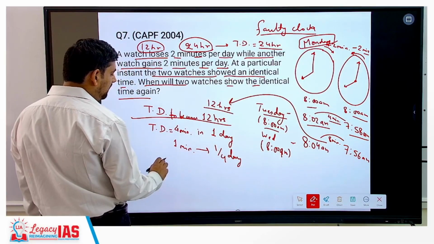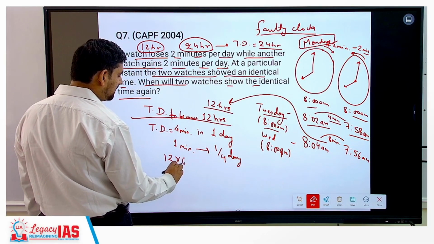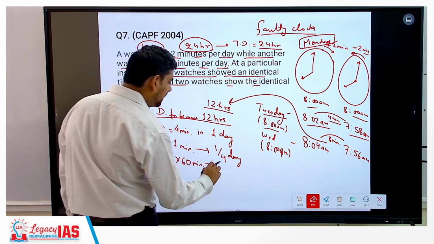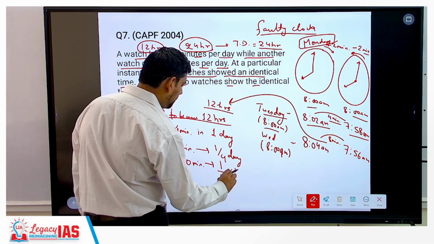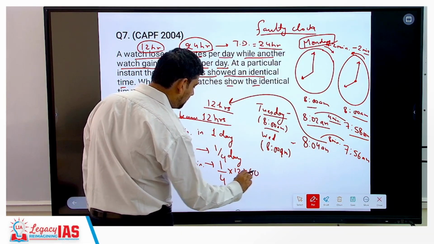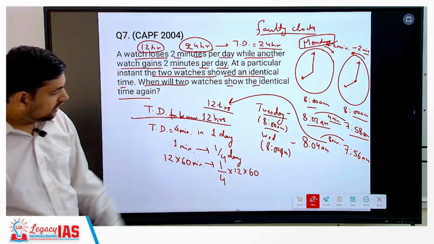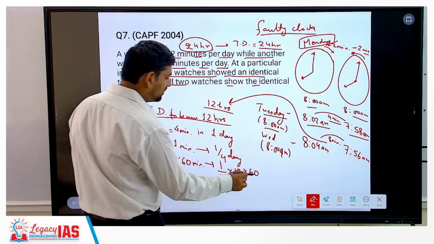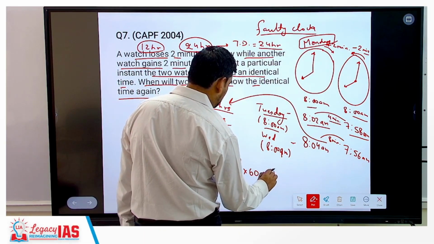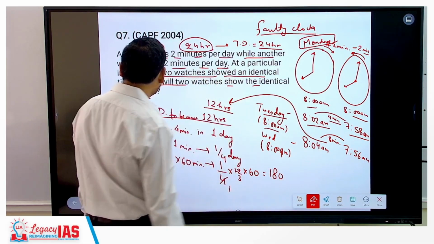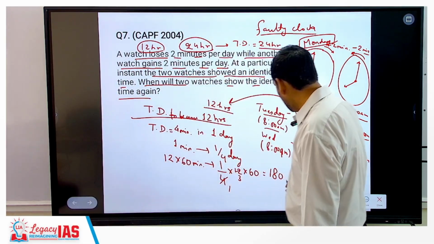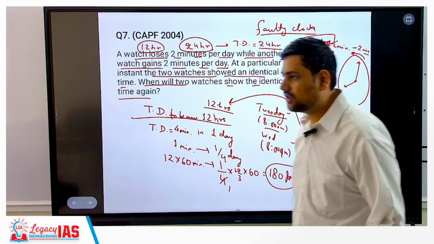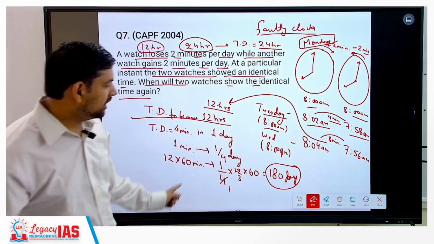So 12-hour time difference means what? 12 hours, each hour has 60 minutes. So 12 into 60 minutes, this much difference you will get in how many days? So 1/4 into 12 into 60. How many times this will go? This will go 1 time, 3 times. Now 60 into 3 came out to be 180. That means in 180 days, they will be showing the same time again.